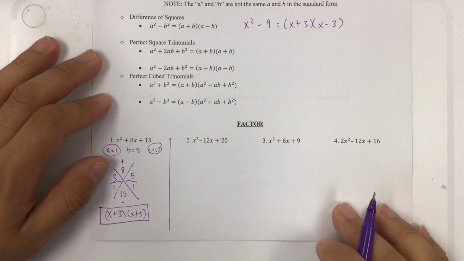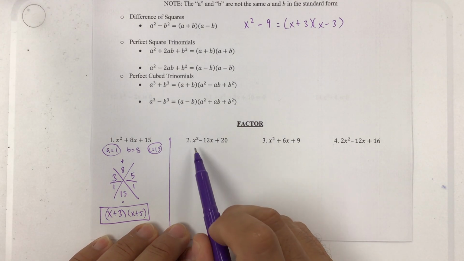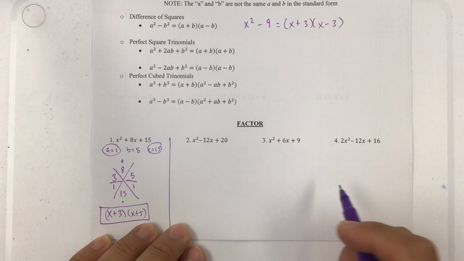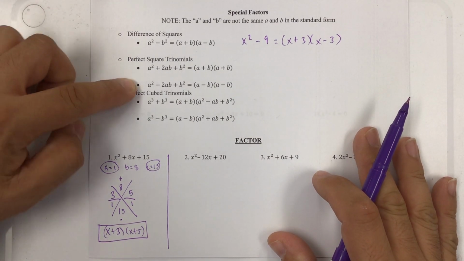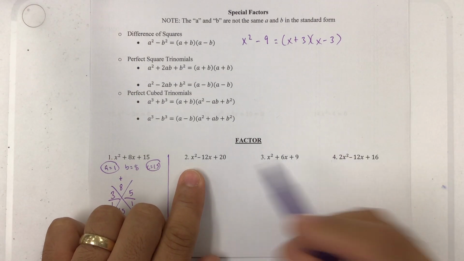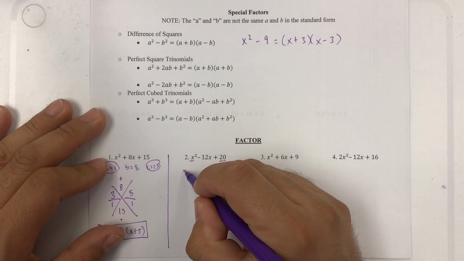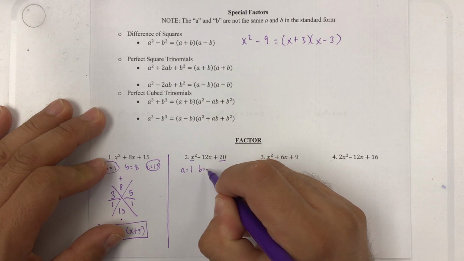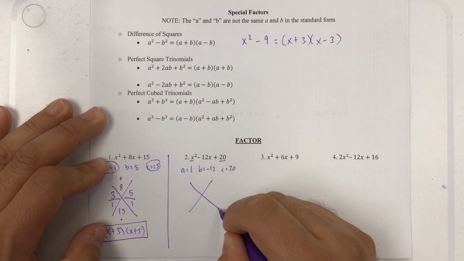All right, on to number 2. Same process. It's in standard form. It does not have a greatest common factor. It's not a difference of squares or a perfect square trinomial, because if it was a perfect square trinomial, this would be perfect, and so would this, but it's not. So let's go to the X method. A is 1, B is negative 12, and C is 20. So let's do the X method here.